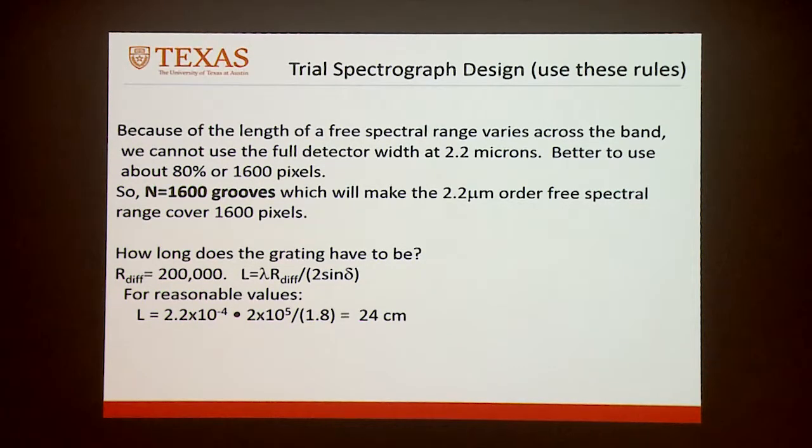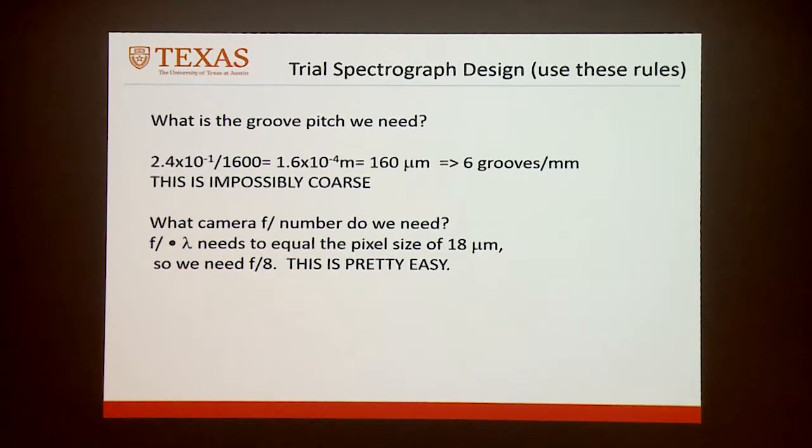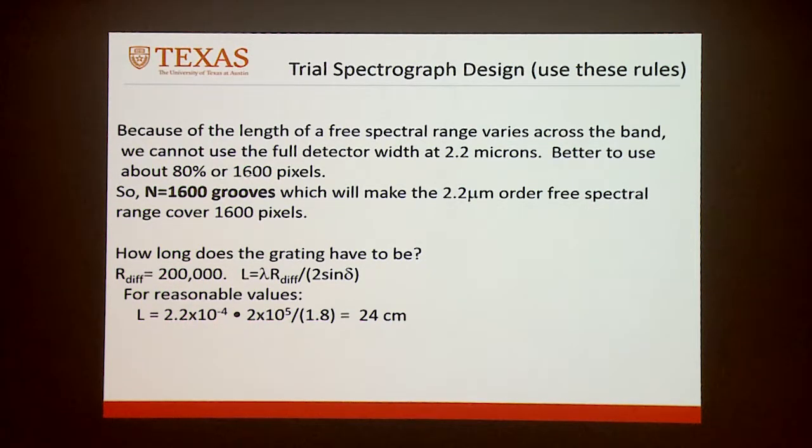when you make a cross-dispersed instrument, the order lengths are not the same at all wavelengths. And so if we're talking about the middle of the band, you can't use the whole detector. You have to use a little bit less. So with our 2048 detector, let's say we use 80% of it, or 1,600 pixels. Because each pixel is the size of a diffraction limited resolution element, remember that the number of grooves has to equal the number of diffraction limited resolution elements in an order. So if we want to get the full order on the detector, our grating has to have 1,600 grooves. That will make the middle order, the 2.2 micron order, free spectral range, cover 1,600 pixels.